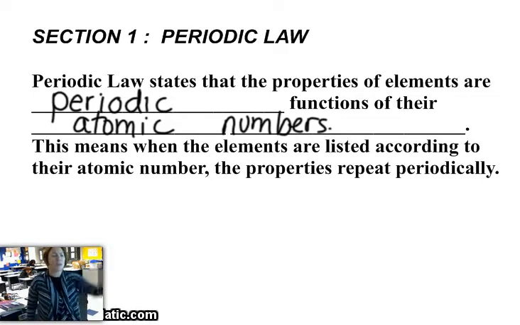And we keep listing them. When we found things that had repetitive properties, we placed them in the same column as others that had those properties. So what we notice is when we list the elements from atomic number 1 to atomic number 116, the properties of elements tend to repeat themselves, and they tend to repeat themselves in a predictable, systematic way. And that's what we call periodic law, okay?